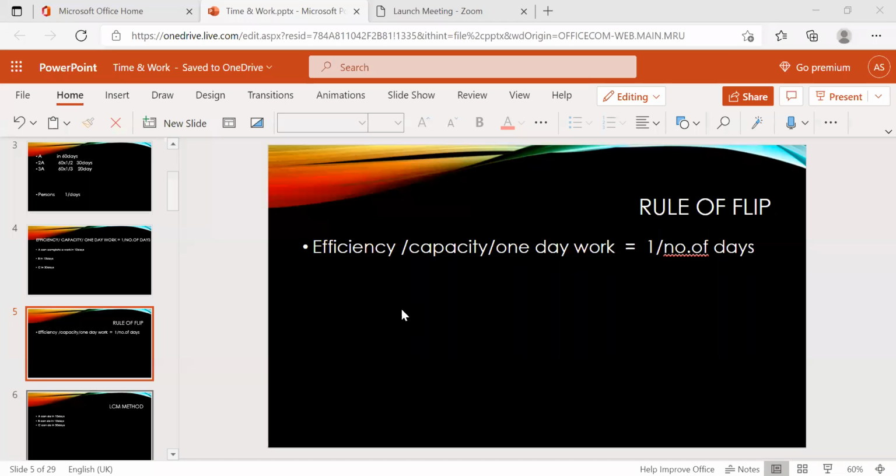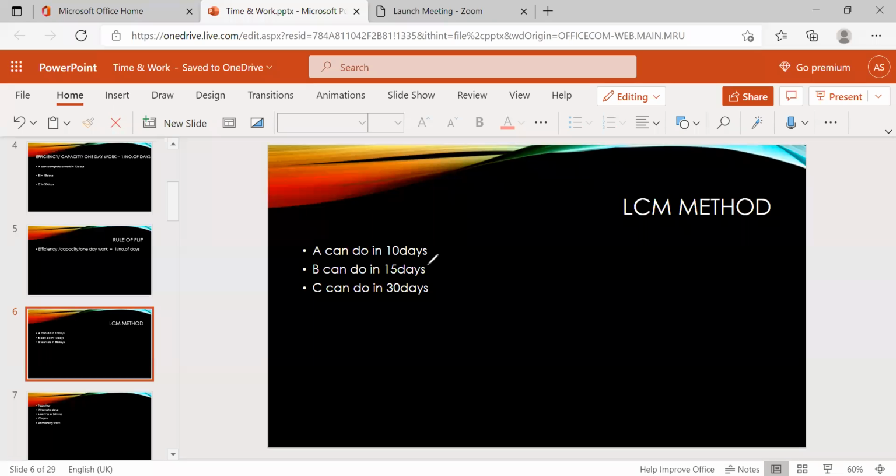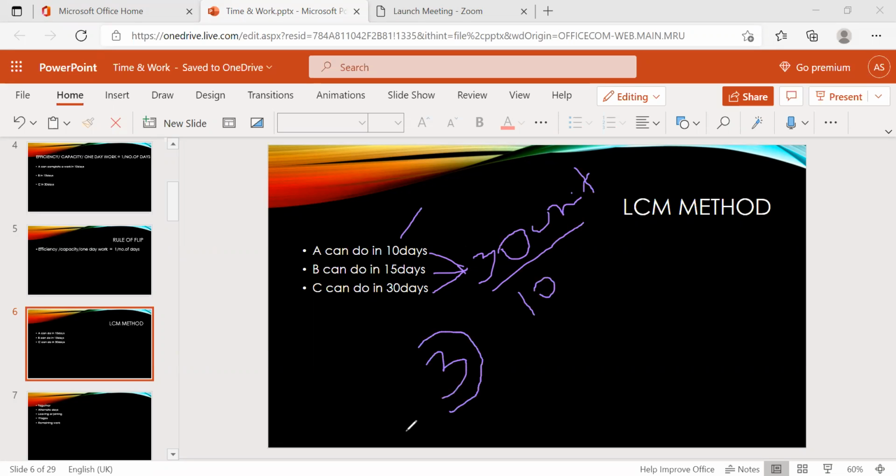And another one is the LCM method. In the LCM method, they will give the days and you have to calculate the LCM. That LCM is nothing but the total work, and total work is in units. So 30 units. From this you can calculate the efficiency, which is nothing but one day work. How? The total work by the number of days.